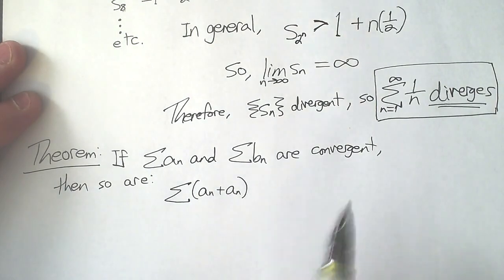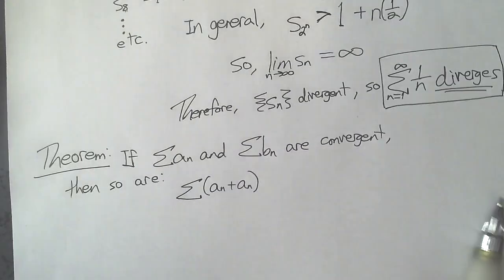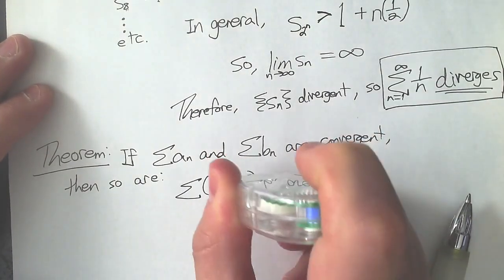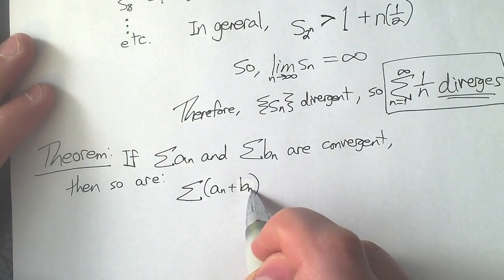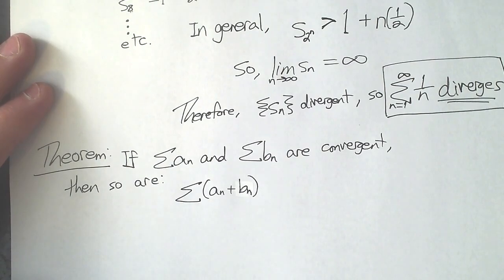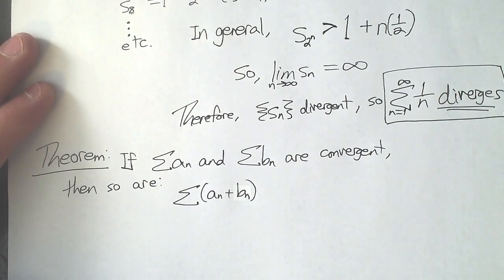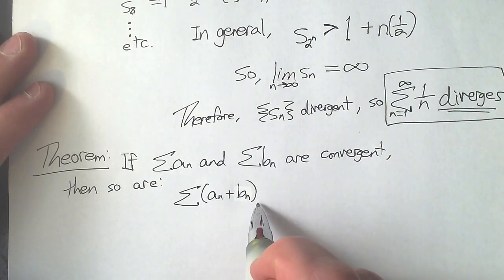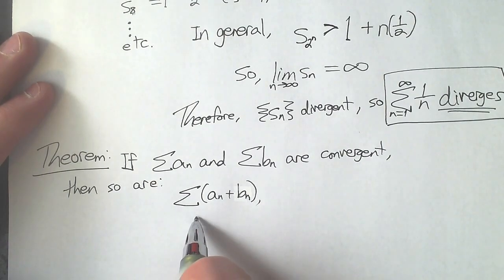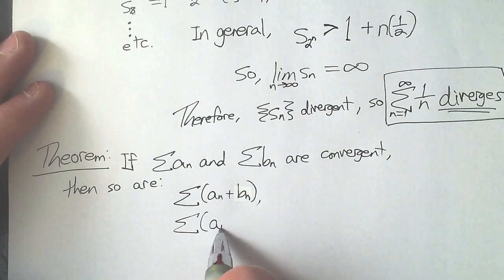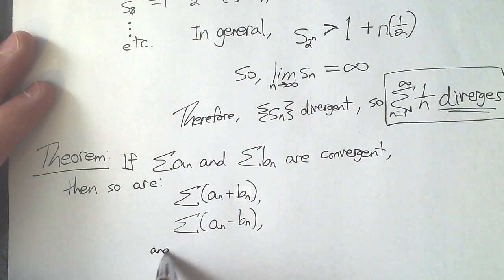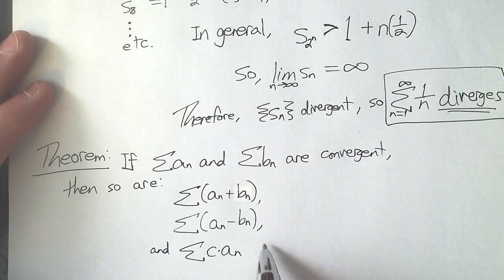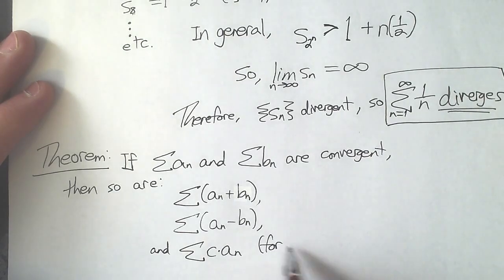the series, oops, this should be a BN. Let me fix that, actually. I need to make that a B. I want to say if we add the terms together, we get a new series by adding those together, and that also converges. If you subtract, and if you multiply by a constant.